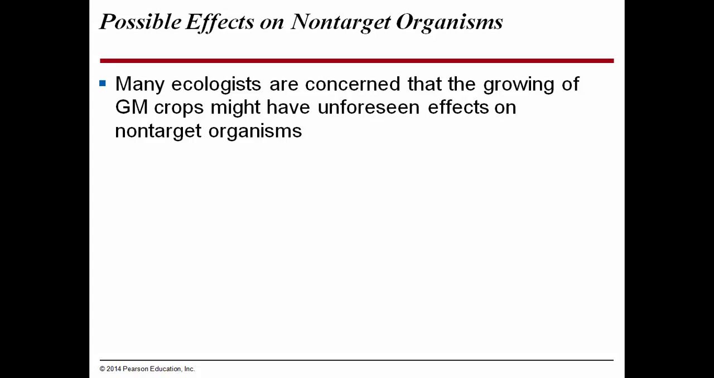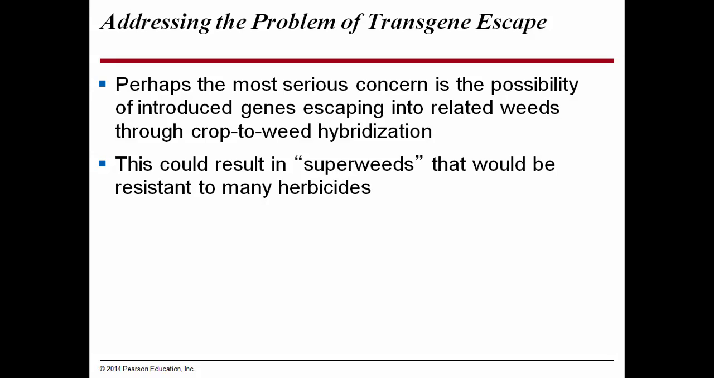Possible effects on non-target organisms. Many ecologists are concerned that the growing of GM crops might have unforeseen effects on non-target organisms. Addressing the problem of transgene escape. Perhaps the most serious concern is the possibility of genes escaping into related weeds through crop-to-weed fertilization, hybridization. This could result in superweeds that would be resistant to many herbicides. In fact, these superweeds already do exist, and with a little bit of research, you can find out about these. I'll try to put some links on the video study guide about this topic.